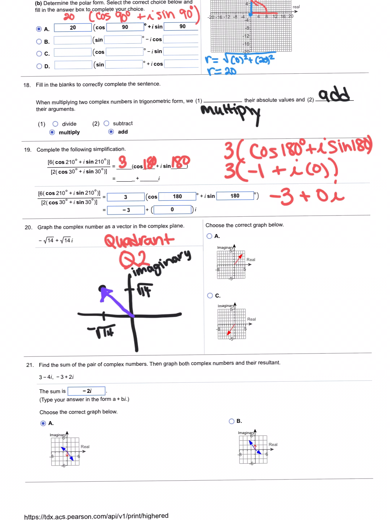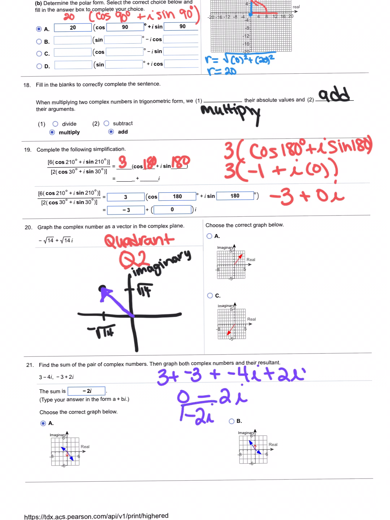Find the sum of the pairs of the complex numbers, and then we're going to graph the complex numbers and their resultant. So we have 3 minus 4i, comma, -3 plus 2i. So if we're adding the sum, it would be 3 plus -3, which is 0, plus -4i plus 2i, which is -2i, and 0 minus 2i is -2i.